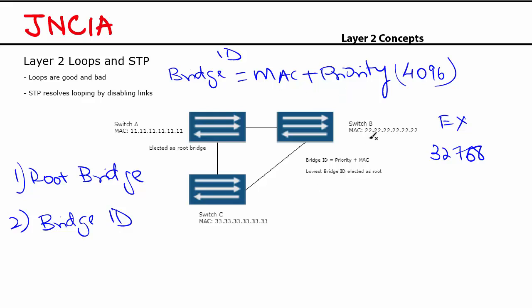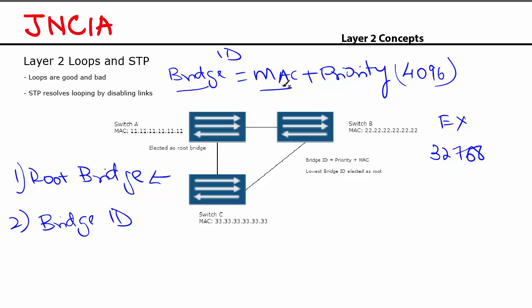Okay, all switches have the same priority. Now the bridge ID only depends on the MAC address. The switch with the lowest bridge ID gets elected as the root bridge. Now since the priority is the same, it only depends on the MAC address. So the bridge with the lowest MAC address would become the root bridge.